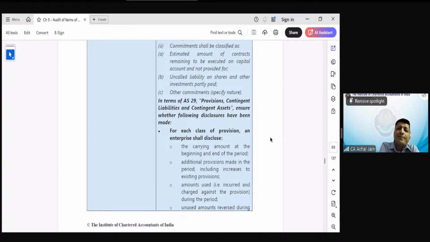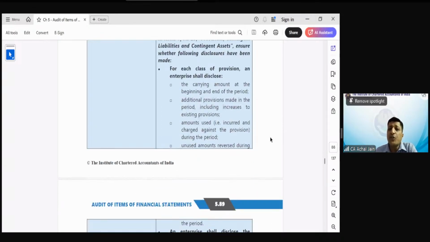Then, in relation to provisions, now there could be different types of provisions in the financial statements. So, an entity shall disclose the complete movement of the provision. Now, what do you mean by movement of the provision? Movement would mean, of course, the opening balance, closing balance, and any additions or deletions which may have taken place during the year.